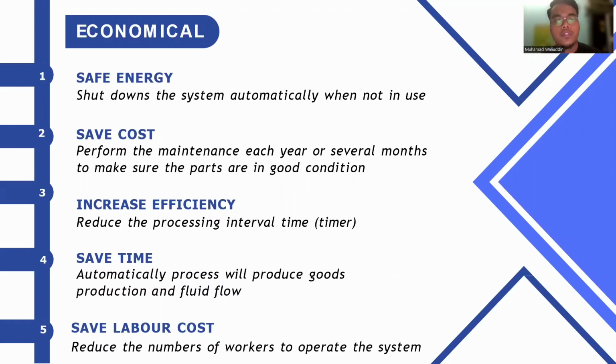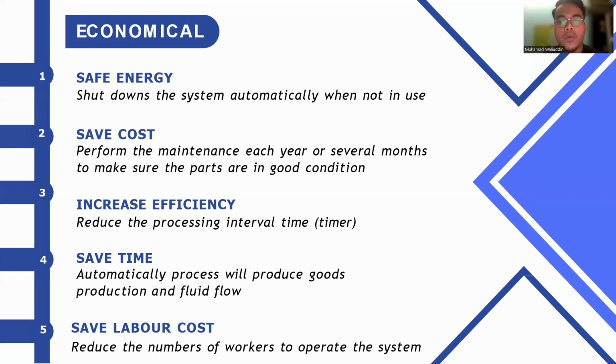Now I am going to present the economic value aspect of process control for efficient and sustainable operation. The first point is to shut down the system automatically when it is not in use, so the potential energy saving will reduce the percentage of electricity used when the operation is turned off. The second point is to perform maintenance or check the components each year or every several months to ensure they are in good condition, so the company will reduce the cost of replacing or repairing components.